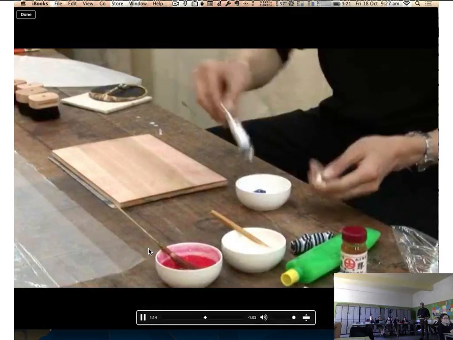Now he's going to do ichimonbokashi, which is another effect. Quite popular, this is really quite popular.